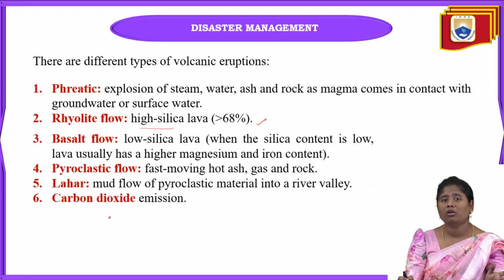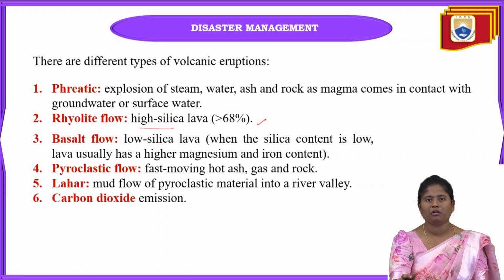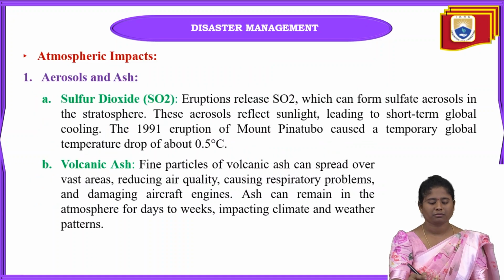And next one is carbon dioxide. When these volcanoes erupt, carbon dioxide is emitted into the atmosphere. That will directly cause many respiratory issues for both human beings and animals.